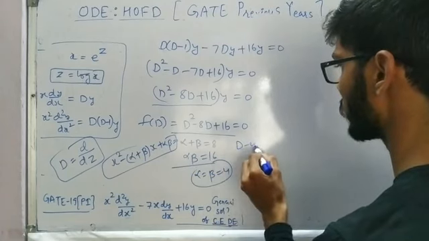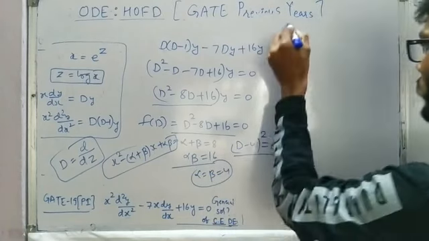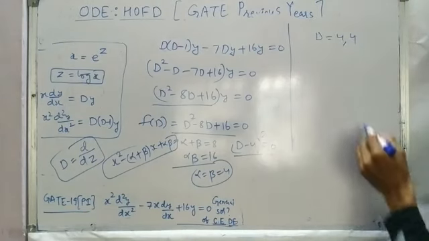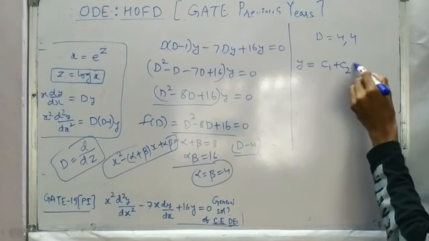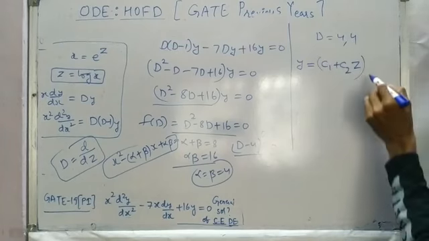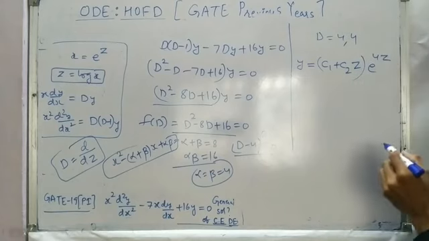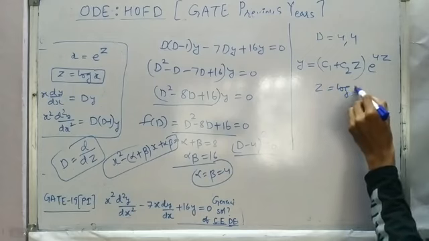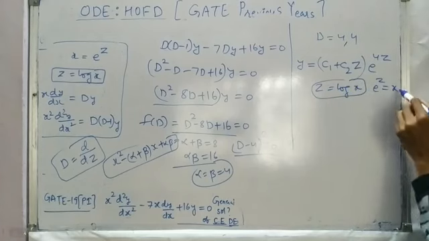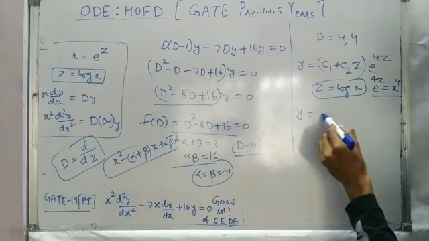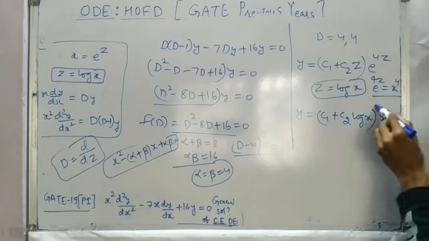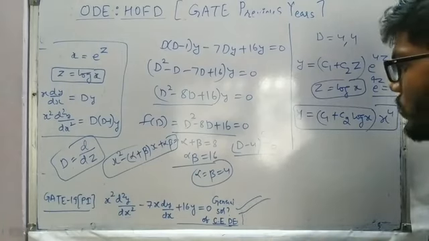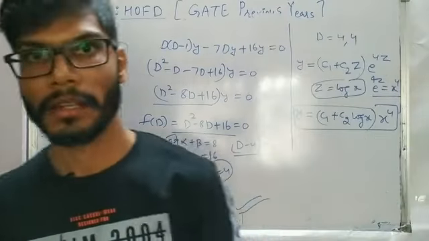So this is nothing but D minus 4 whole square is equal to 0. So we have the roots as D is equal to 4 and 4. So again real and repeated roots. So we are going to get the general solution as c1 plus c2, instead of x we have to write z. c1 plus c2z e power 4z. And now put back z is equal to log x and e power z is equal to x, right? So e power z is x, so e power 4z is nothing but x power 4. So y is equal to c1 plus c2 log x, and e power 4z is nothing but x power 4. So this is going to be the general solution of the Cauchy-Euler linear differential equation.